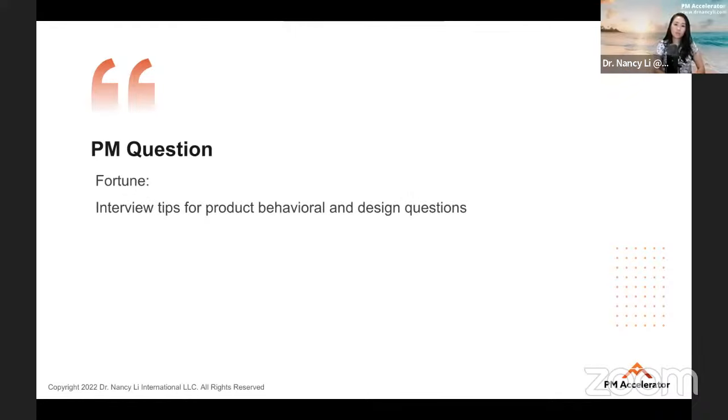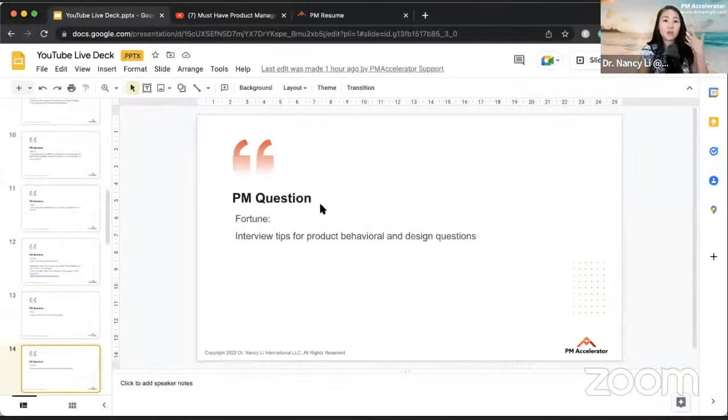Interview tips for product behavioral and design questions. Very good question. Okay, so for product design questions, here is what we suggest you do. You need to use the modified CIRCLES framework, which is a two-sided marketplace framework. I don't suggest you use the original one because it only includes one-sided marketplaces. In the process we teach you here, we teach you how to use the two-sided marketplace framework.